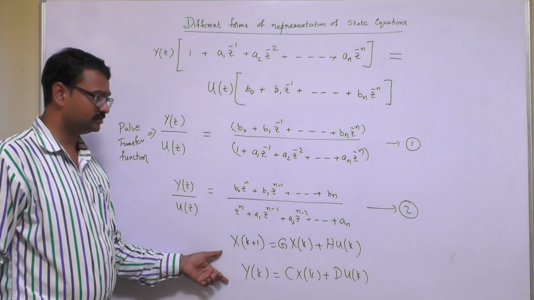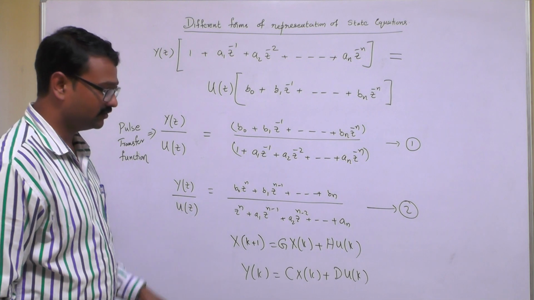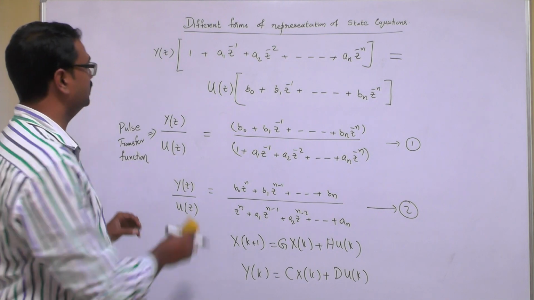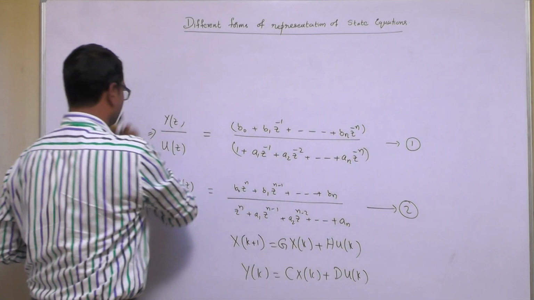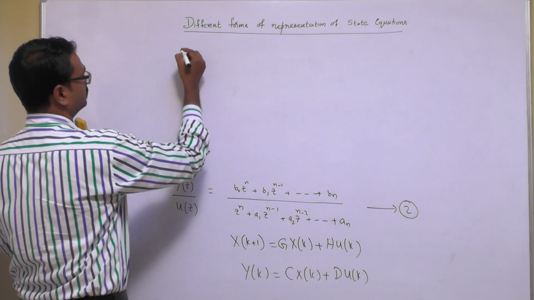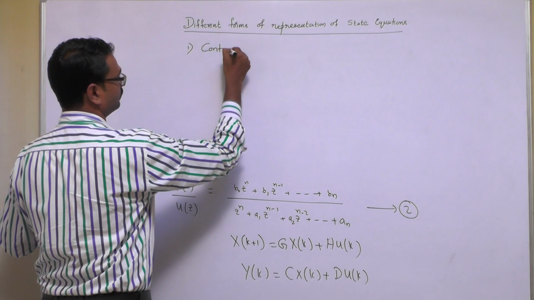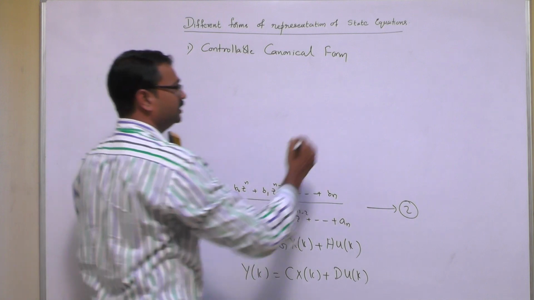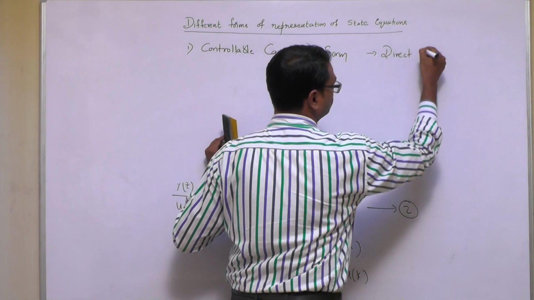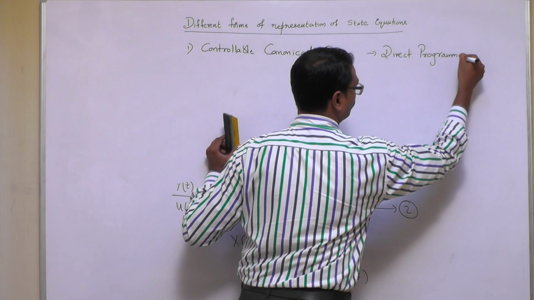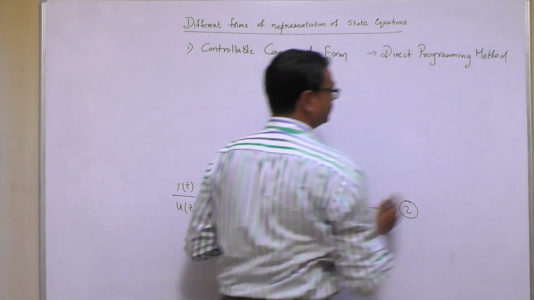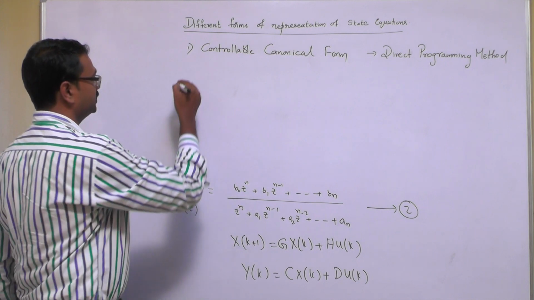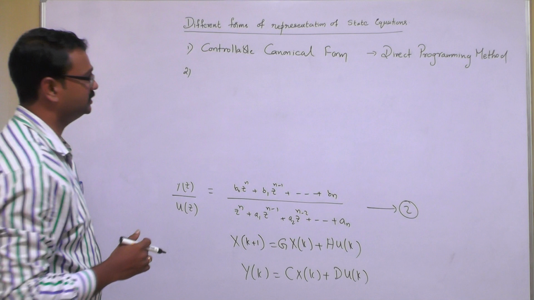You have many different types of forms available if you can find a particular matrix and convert it into different forms of representation. But basically we have 4 different forms of representation of state equations, which we will see now. First, the controllable canonical form, which can be obtained from the direct programming method. In this lecture I will not be dealing with the direct programming method. I will give you the controllable canonical form of representing state equations in this lecture, but we will discuss the direct programming method in the next class.